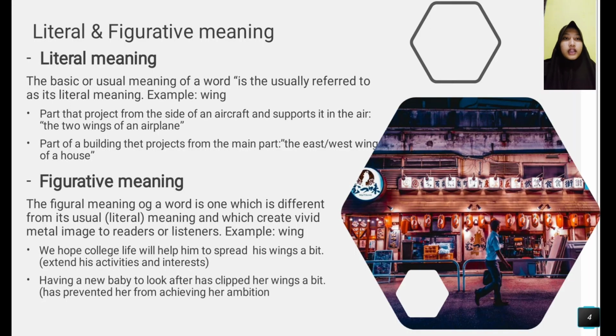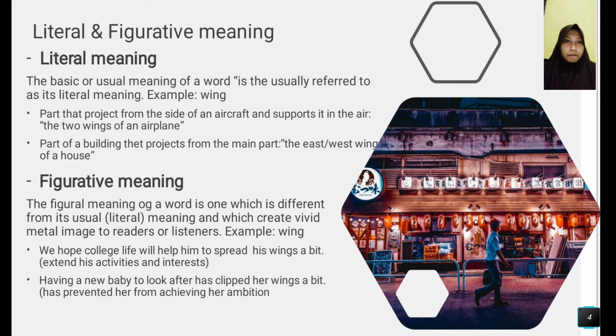The last is literal and figurative meaning. The basic or usual meaning of a word is usually referred to as its literal meaning. Example is the word wing: part that projects from the side of an aircraft and supports it in the air, the two wings of an airplane, and part of a building that projects from the main part, the east or west wing of a house.